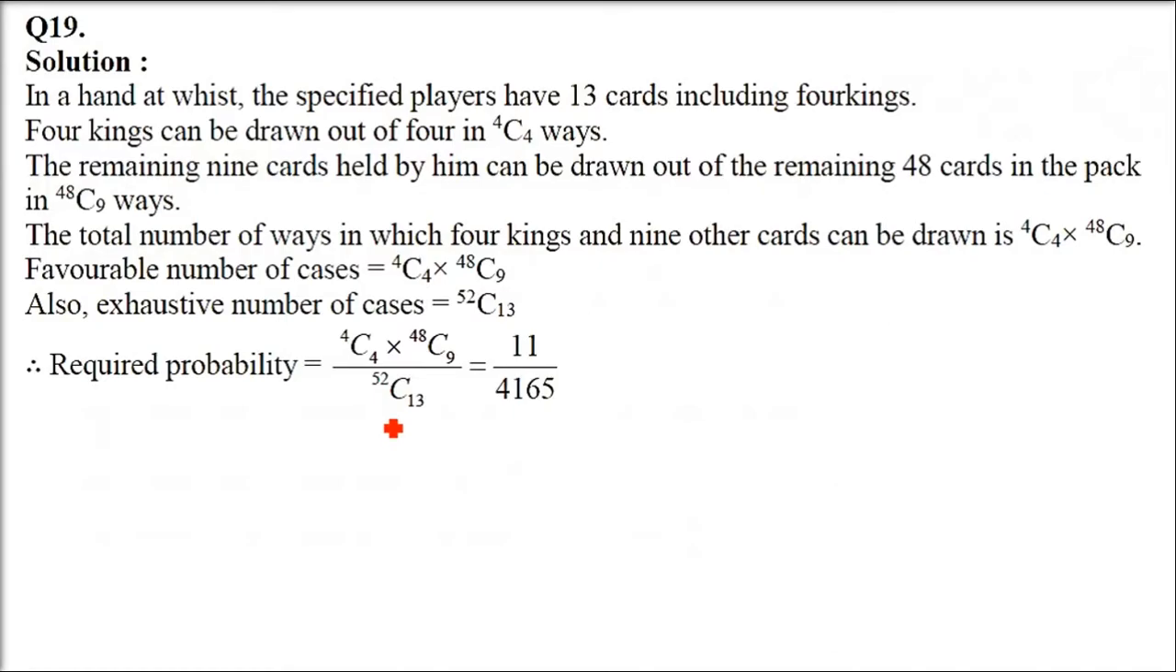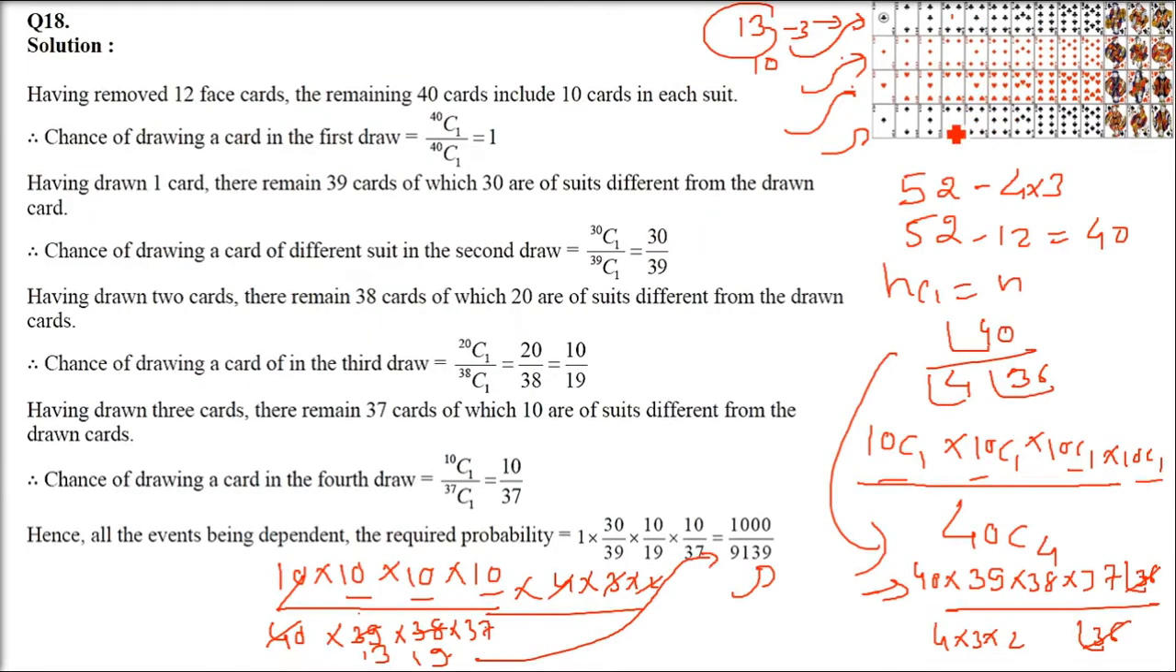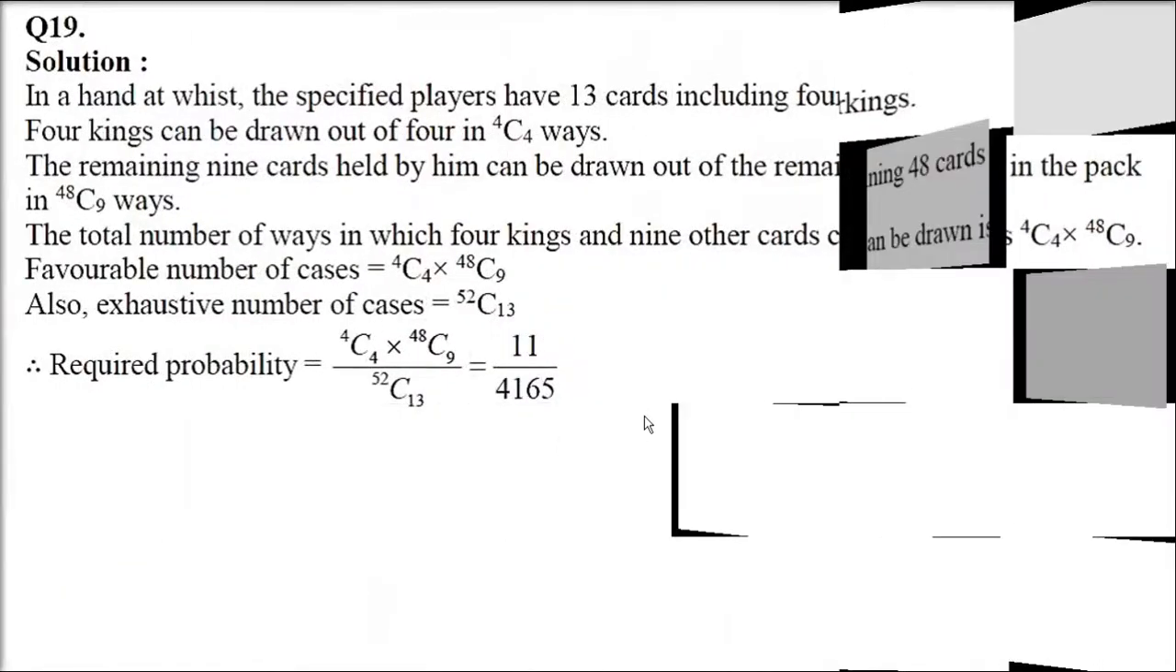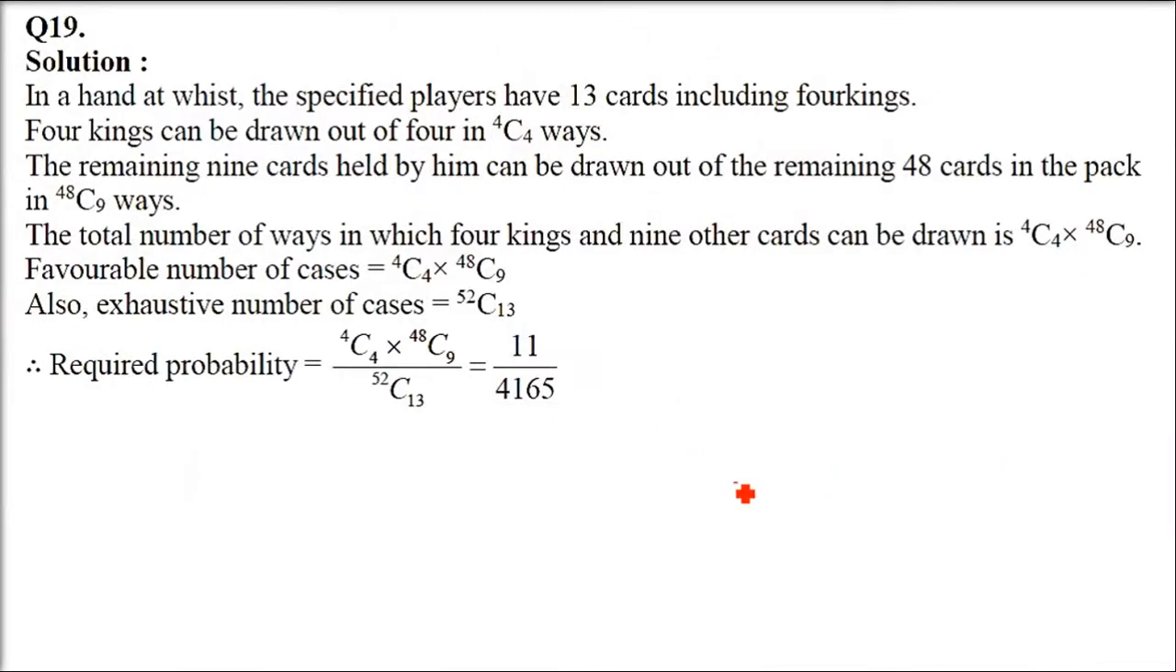Now the next question is question number 19. In a hand at whist, what is the probability that 4 kings are held by a specified player? So one person is holding 13 cards here, and the question is asking that 4 kings are held by a specified player. All 4 are with him. So this is the card scenario. So we know we have 52 cards, 4 suits. Every suit has a king. So there are 4 kings.